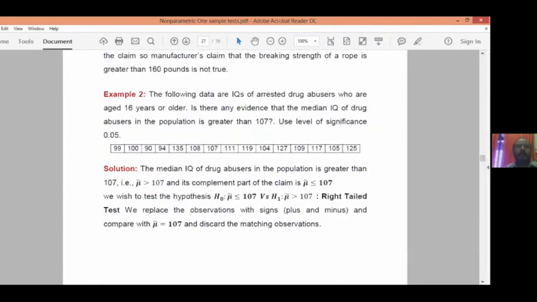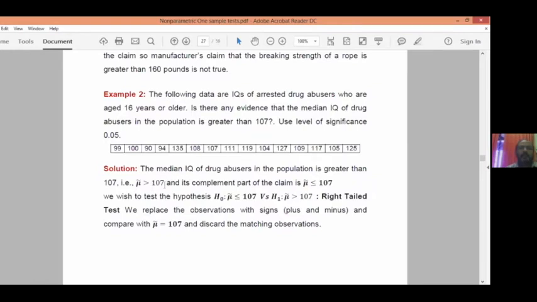Look here. The following data are the IQs of arrested drug abusers who are aged 16 years or older. Is there any evidence that the median IQ of drug abusers in the population is greater than 107? Use the level of significance 0.05. The data are recorded here in tabular form. The median IQ of drug abusers in the population being greater than 107 means we have to take this as the alternative hypothesis.